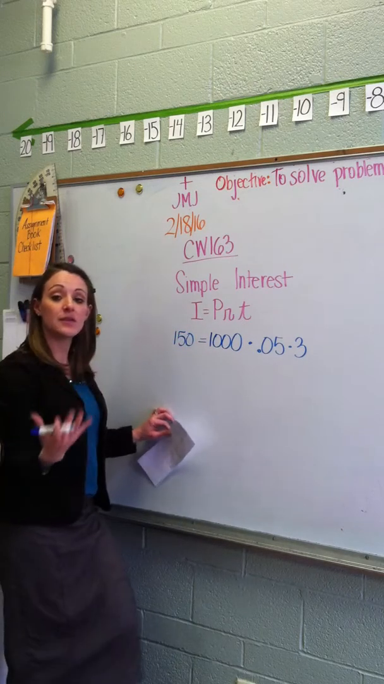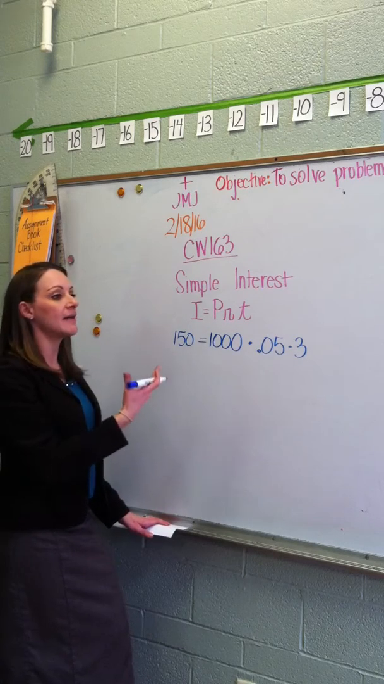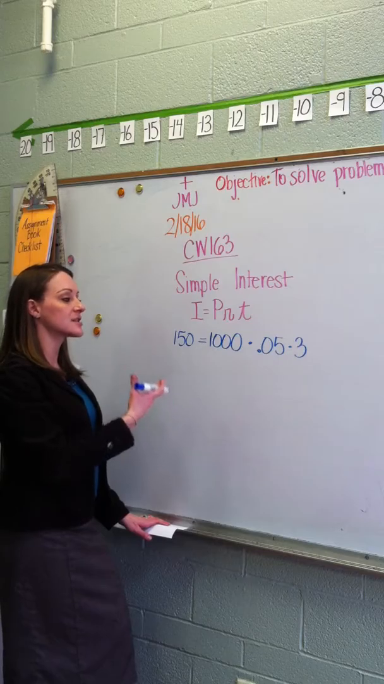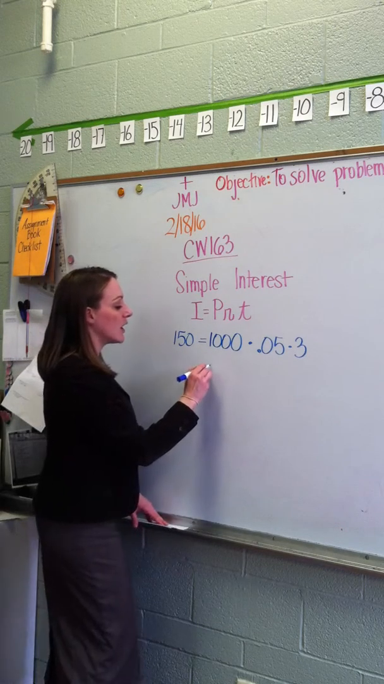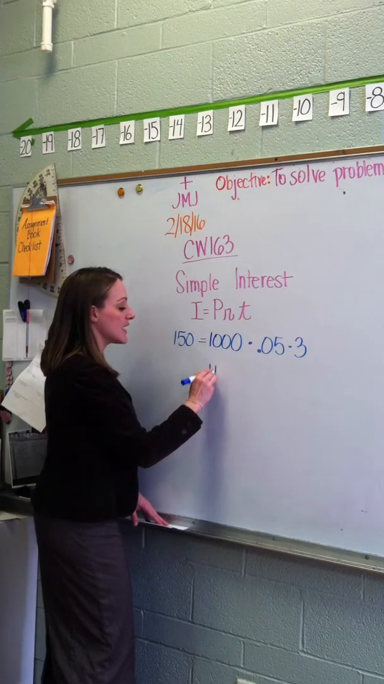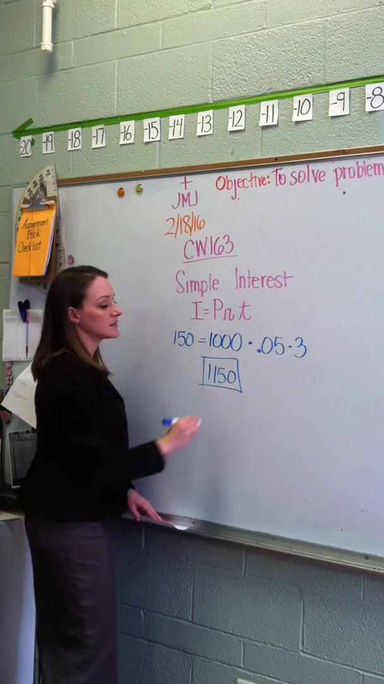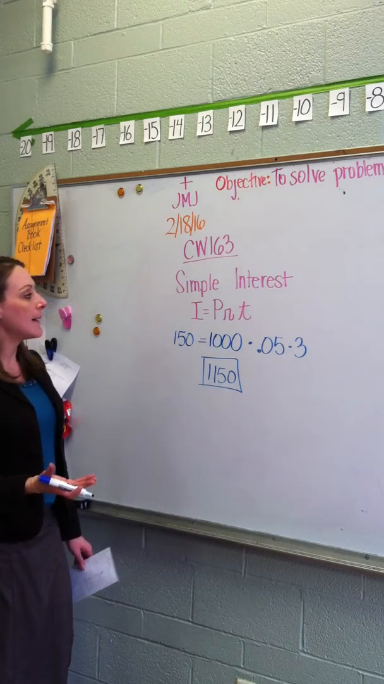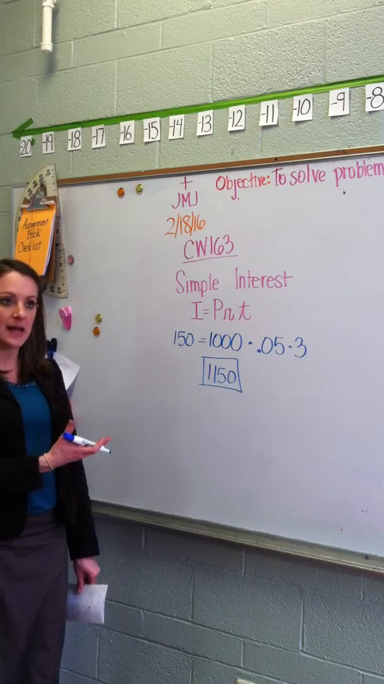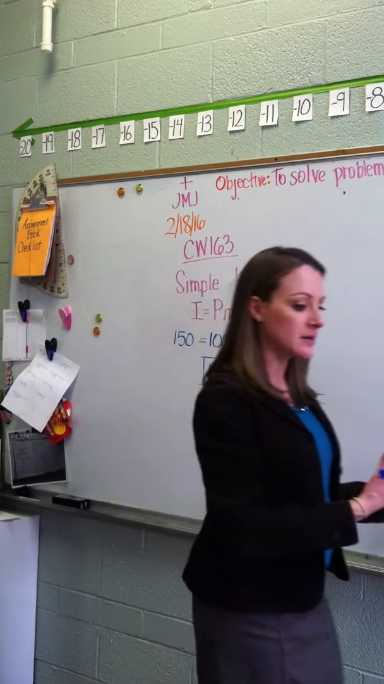So at the end of the 3 years, after I have invested my $1,000 at 5%, I'm going to be able to take my money out and have gained $150. Sorry, I can't talk today. That's simple interest. Now, we're going to look at what we're going to call compound interest.